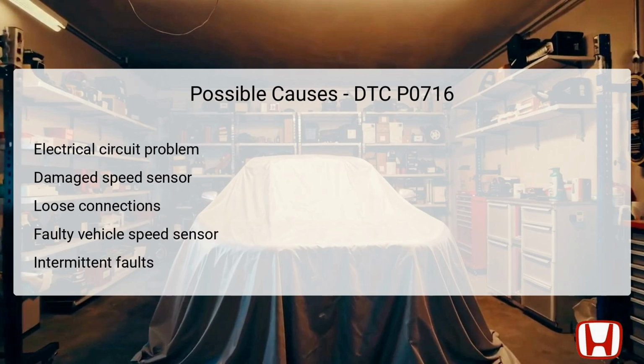Sometimes, the vehicle speed sensor itself can have faults that reflect incorrectly as issues with the input shaft sensor. It is also important to consider intermittent faults, which can complicate diagnosing this error. Identifying the exact cause is vital for implementing an effective solution to the problem.